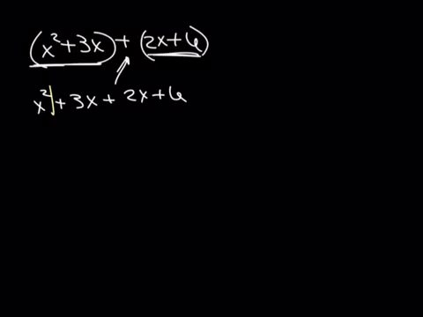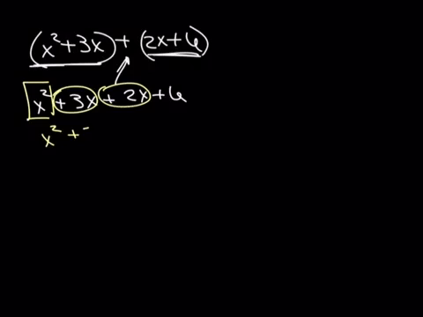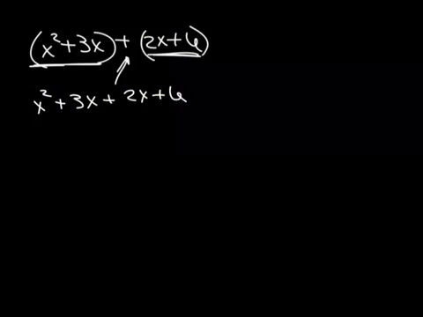So let's combine like terms. There's nothing to combine that with, so it stays by itself. Plus 3x plus 2x. And then I got a 6 at the end. And we're done. And it's in standard form. Okay? Doesn't always end up in standard form, but in the cases that we've worked with so far, they have. All right, let's jump to example 5.